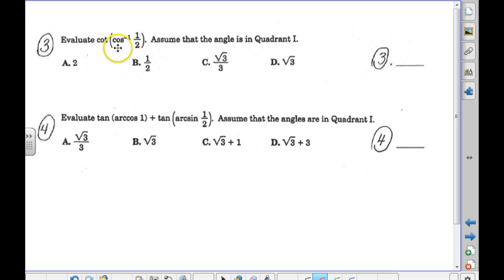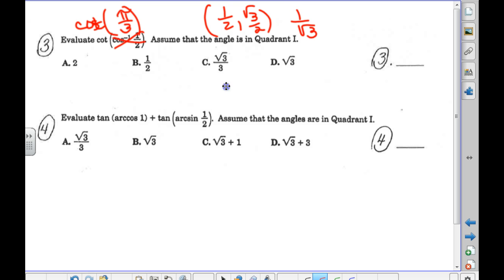Okay, can you figure this one out? Where's the cosine 1/2? Cosine is 1/2 at pi over 3, positive 1/2, right? Then it says, what is the cotangent at that spot? You are at an ordered pair that looks like this, right? At pi over 3. Cotangent is x over y because it's the opposite of tangent. So it's 1 over square root of 3, which is choice C.